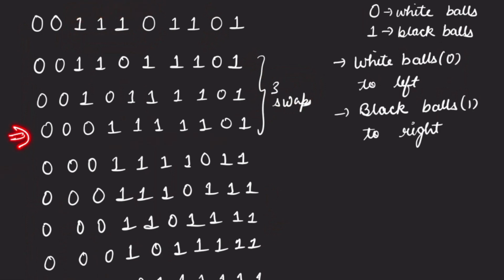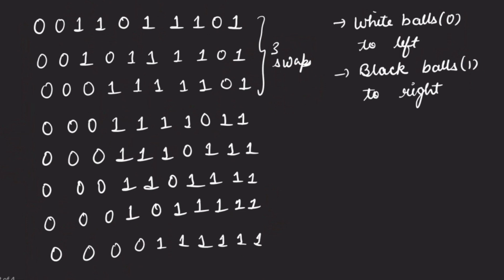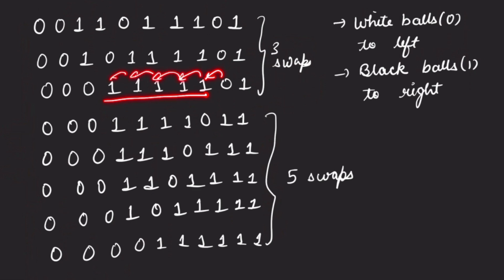So if you see here, we had to shift this 0 towards the left here, right? How many swaps did we perform for this? So 1, 2, 3, 4 and 5. So total 5 swaps we performed. Now why did we have to perform 5 swaps? Because before this 0, we had a total of 5 ones, right? So we had to do 5 swaps in order to move this 0 till here, right?